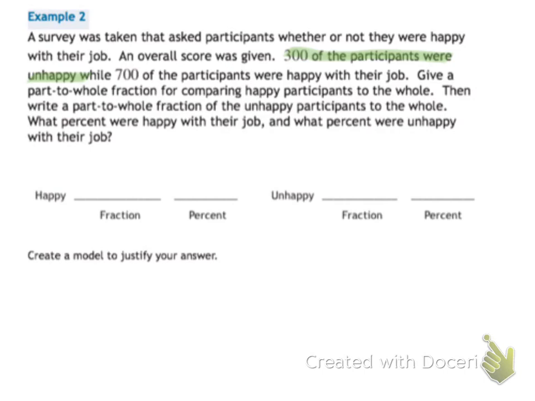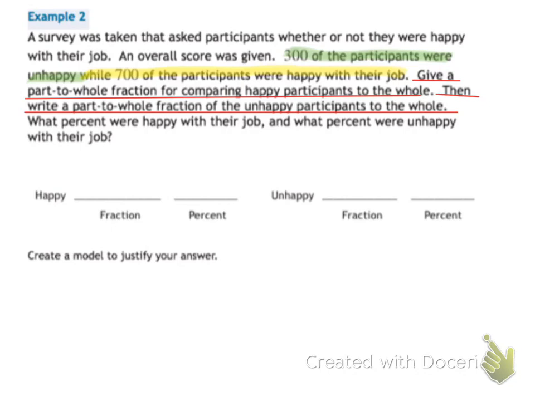Okay, example 2. A survey was taken that asked participants whether or not they were happy with their job. An overall score was given. 300 of the participants were unhappy, while 700 of the participants were happy with their job. Give a part-to-whole fraction for comparing happy participants to the whole, then write a part-to-whole fraction of the unhappy participants to the whole. What percent were happy with their job and what percent were unhappy?